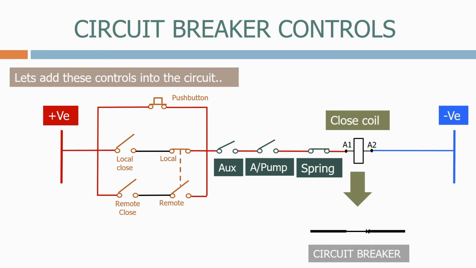Let's now reset the system. Let's now operate the local close switch. The breaker now closes. Let's now reset the system. Operate the local remote switch to put it into the remote mode. And operate the remote close.